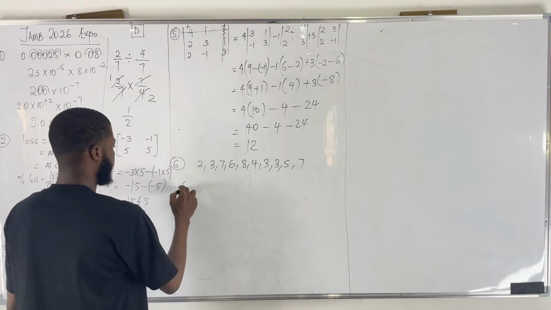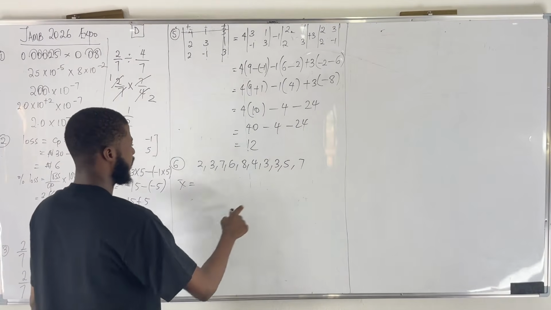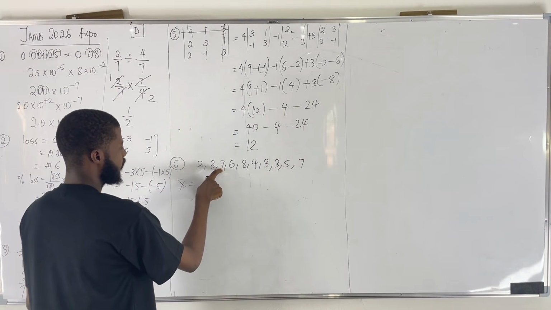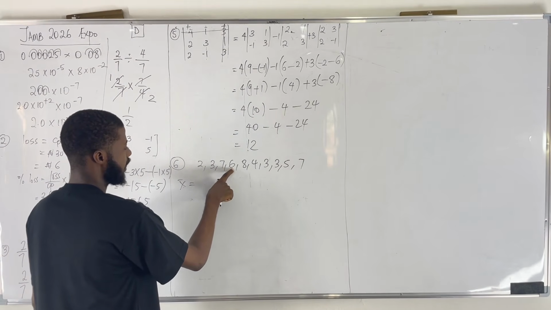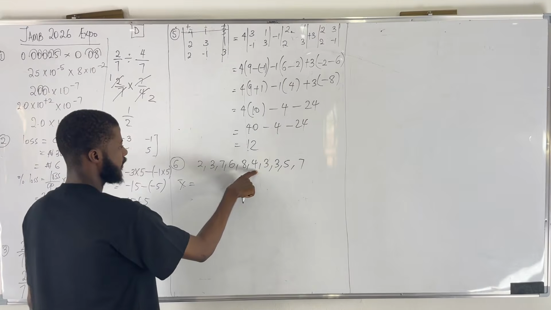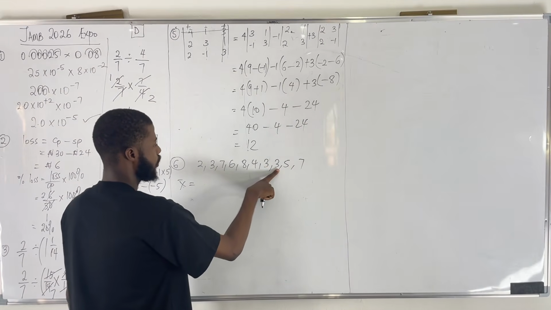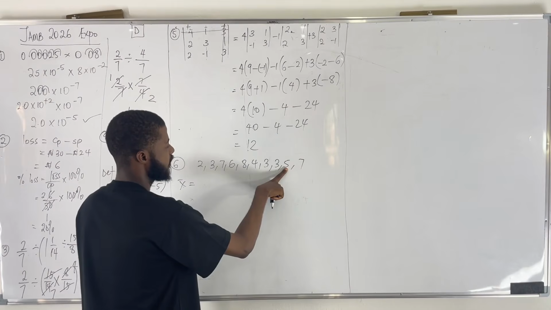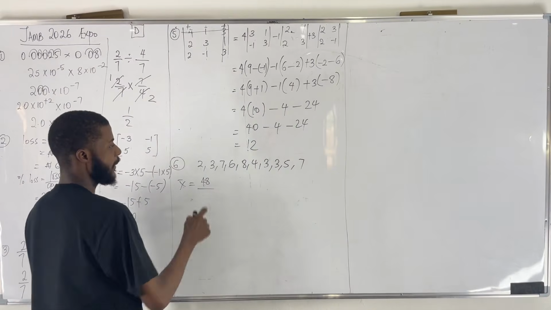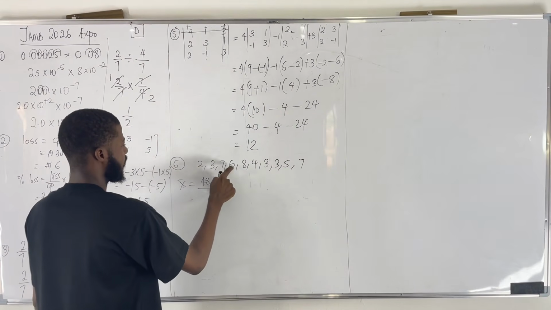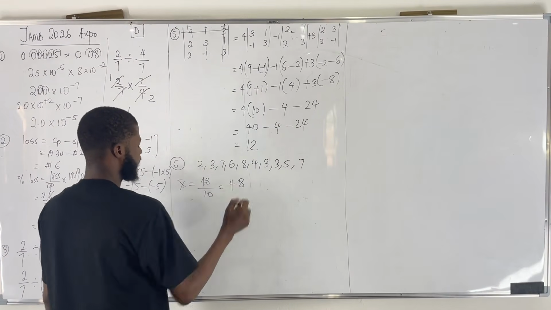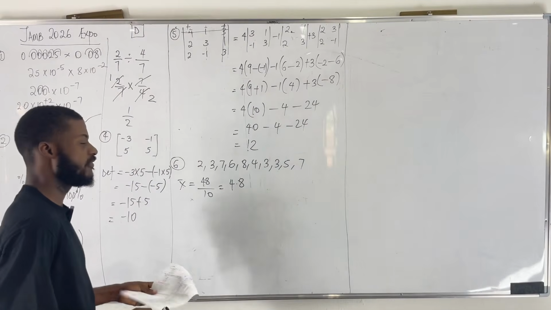So first of all, let's find the mean. To find the mean, we add up everything. So 2 plus 3 is 5. 5 plus 7 is 12. 12 plus 6, 18. 18 plus 8, 26. 26 plus 4, 30. 30 plus 3, 33. This will be 36. Then 36 plus 5 is 41. Then this is 48. Divided by how many numbers do we have here? 1, 2, 3, 4, 5, 6, 7, 8, 9, 10. So this will become 4.8. When you divide that, you're going to be getting 4.8.